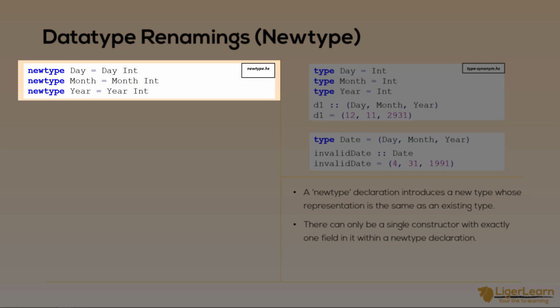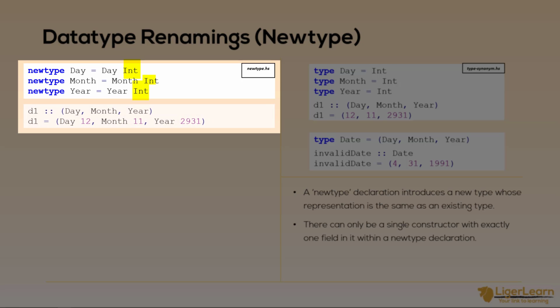Here we have 3 Newtype declarations, one for day, one for month and one for year. You can see that they begin with the keyword Newtype, followed by the name of the type we want to create, and then the equal sign. After the equal sign, there is what is known as a constructor. These are what we need to use to create values of the type. The constructor takes a single argument. In this case, for each of the types, the argument is always an int.